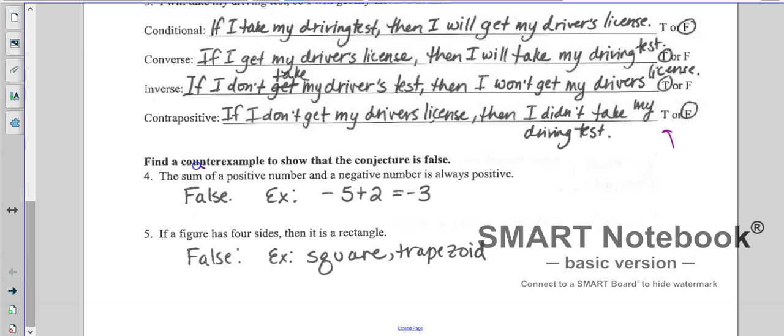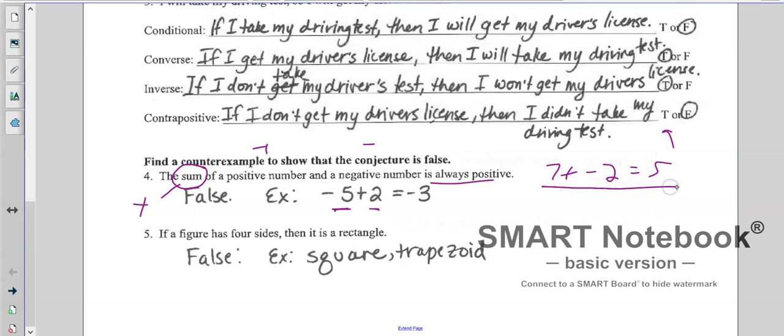The sum. Break down the words. This means add, plus, of a positive number and a negative number. So all you do is come up with some examples, all right? And you pick a positive number and a negative number. Now, you got to be careful, because what if I did 7 plus negative 2? That would be 5, and that would be positive. And you go, oh, it's true. But notice here, I have more negatives than positives. In that case, I have proven it wrong. So yes, you could come up with scenarios that prove it true, but you have to check and see if there's ones that prove it wrong.